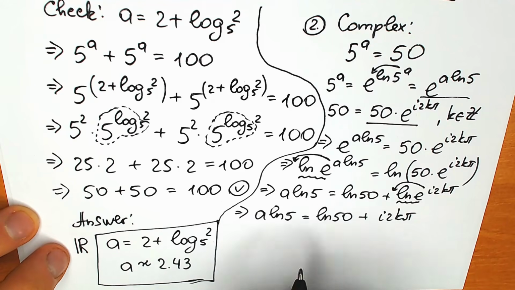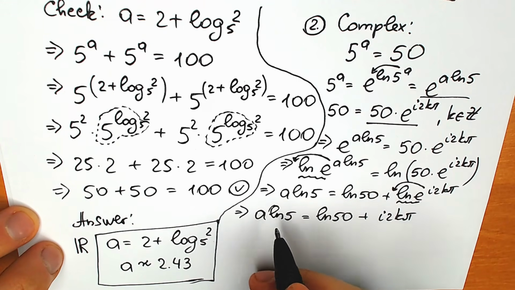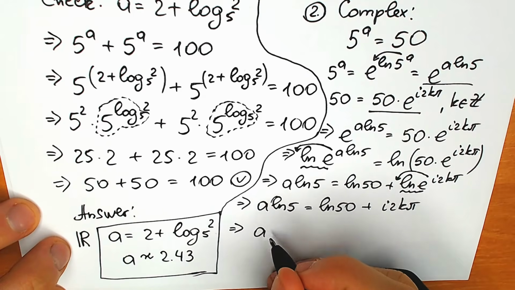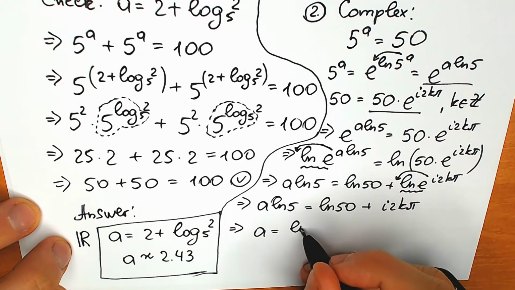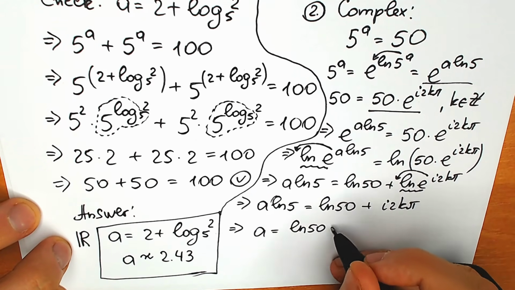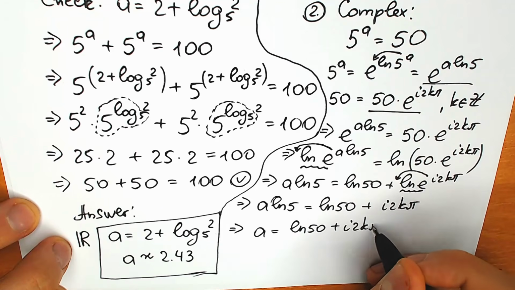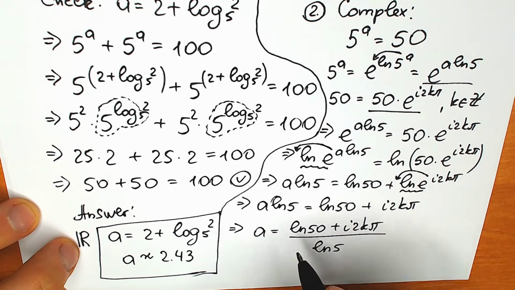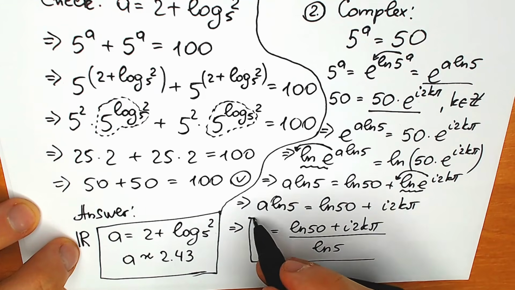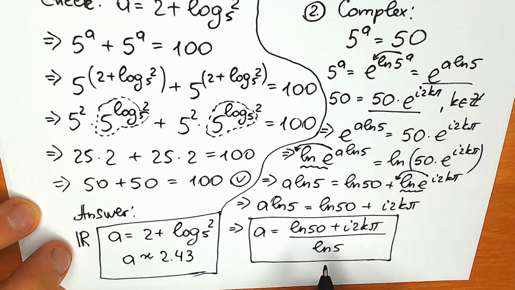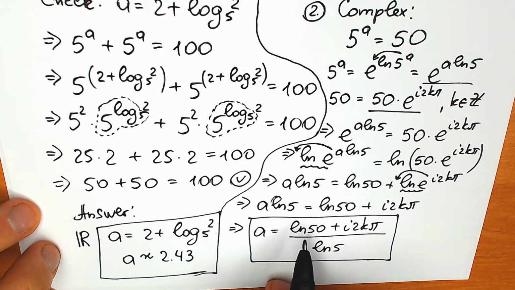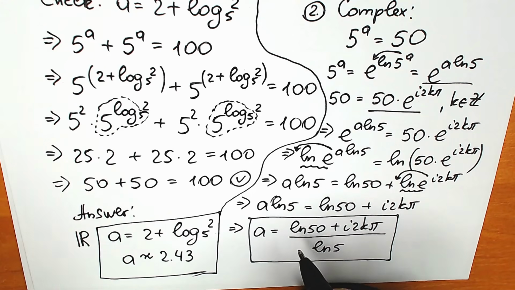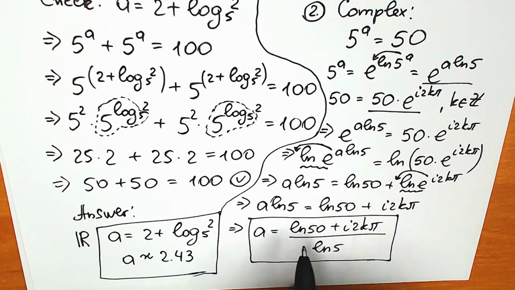And the final step, let's divide both sides by natural log 5 because we need to find our a. So a equals natural log 50 plus i 2k pi, and we're going to divide it by natural log 5. Of course, you can express this natural log 50 in a different way. You can express natural log 50 as natural log 25 plus natural log 2. This is up to you. You can express this as natural log 5 plus natural log 10, but you can easily leave it like that.